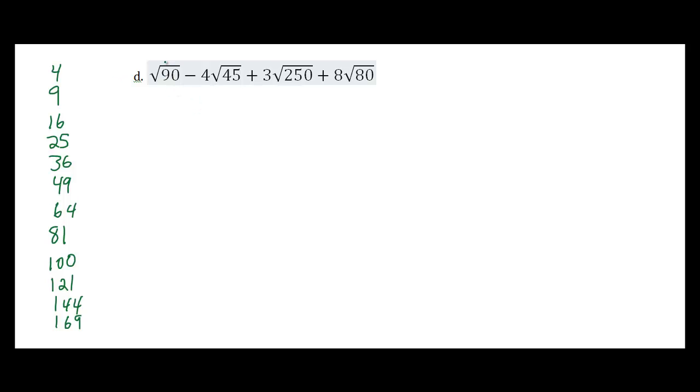But if I look on this list here, of course, 90 doesn't go past 81, right? If we look on this list of perfect squares, the largest one that goes evenly into 90 is 9. Okay? And so I can rewrite 90 as 9 times 10. Now I'm going to go to the square root of 45. If I look at 45, the largest perfect square that goes evenly into 45 is 9 as well. That would be 9 times 5.